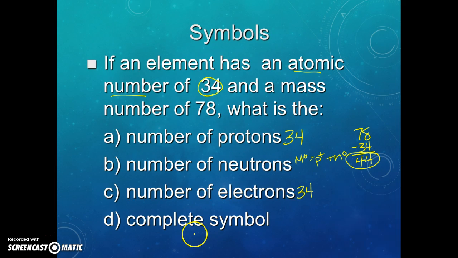Now the complete symbol. We have to be able to write that. All we have to do is go back to the information that we need: the atomic number, the mass number, and the symbol. The atomic number is 34, and that goes right there. The mass number is 78. Now we need to decode what element has atomic number 34. It stands for selenium. Selenium's symbol is Se. So there is the complete symbol for that particular atom of selenium.